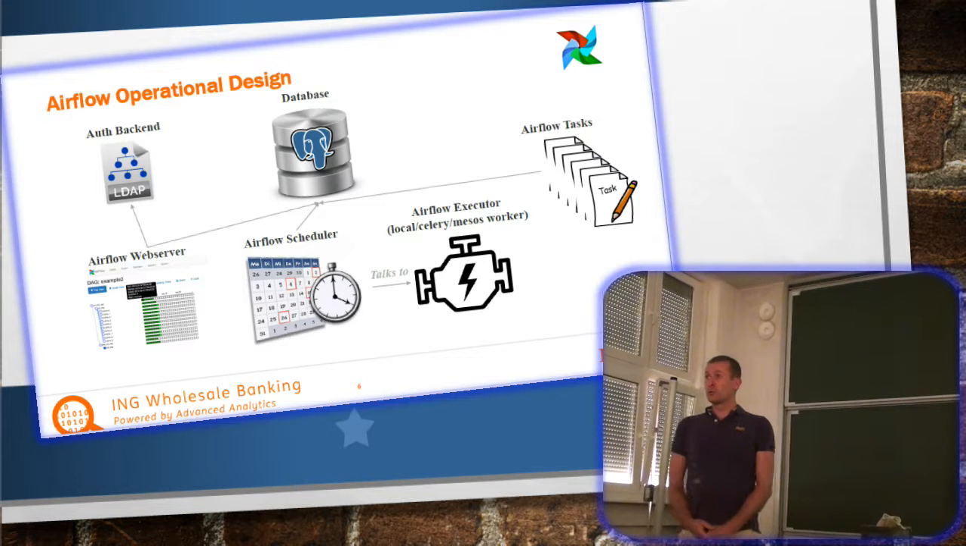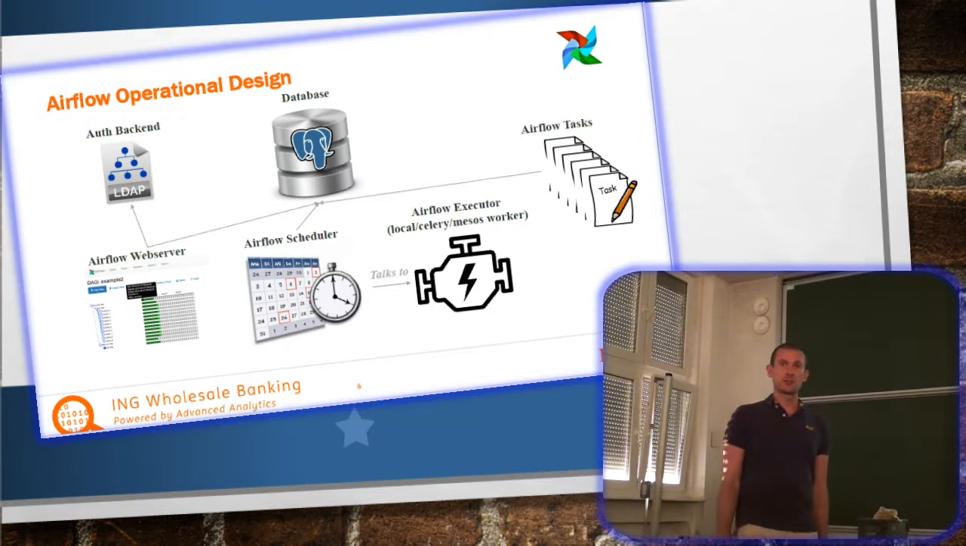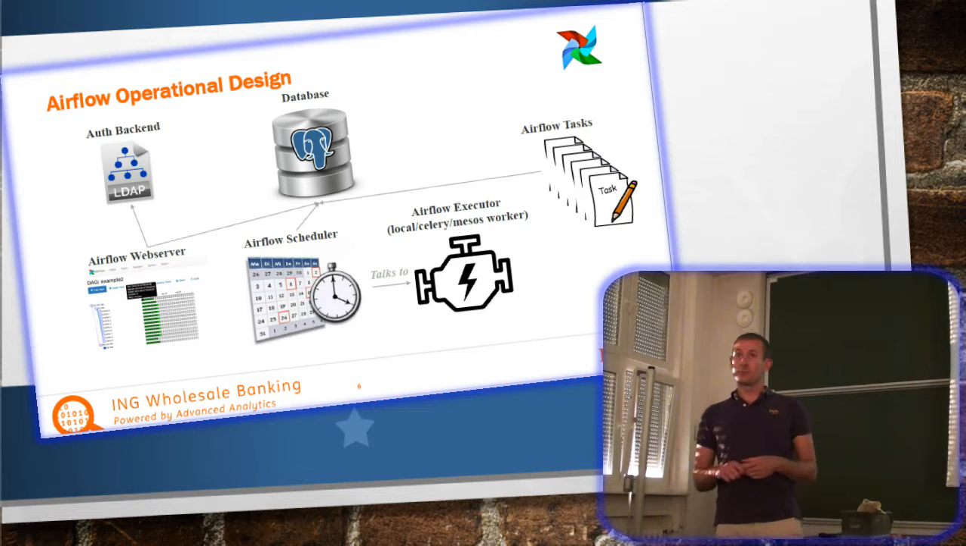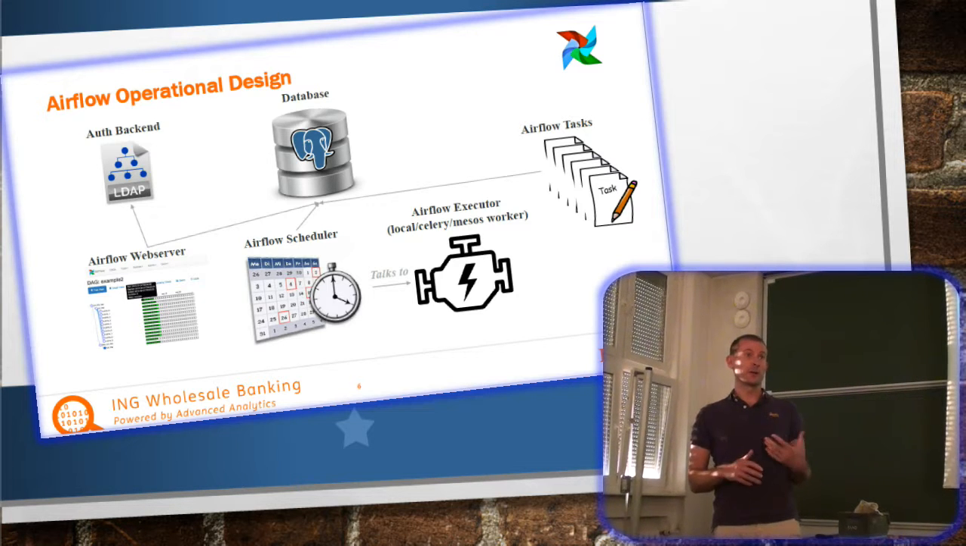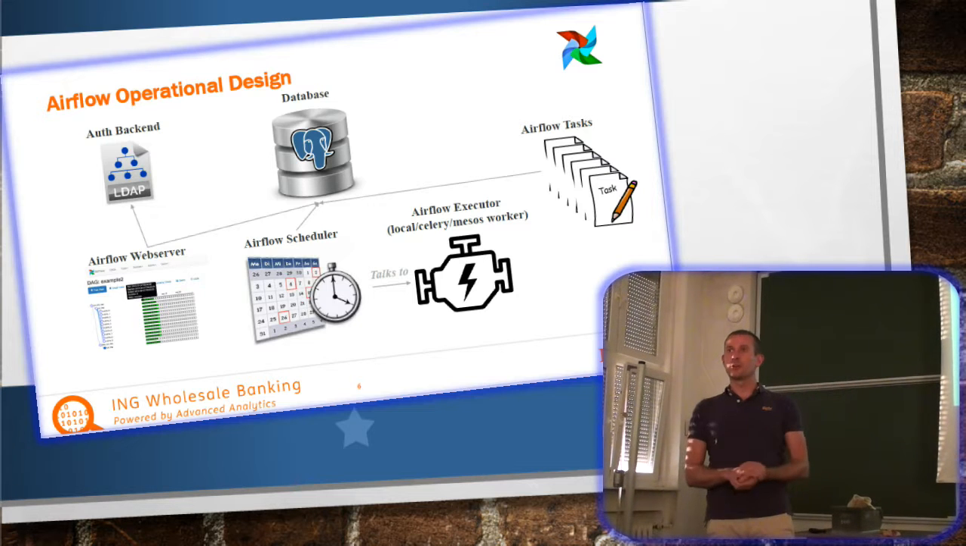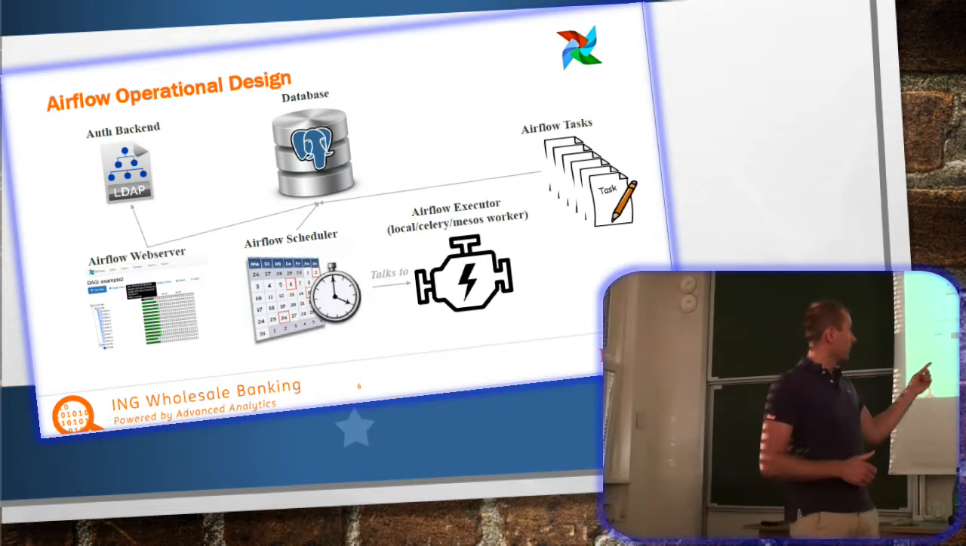However, if you go towards production-like setups, it's smart to switch your executor, because the sequential executor that comes with your first installation does not allow any parallel tasks to run. That doesn't make sense if you go to a server installation. And then you have a choice.